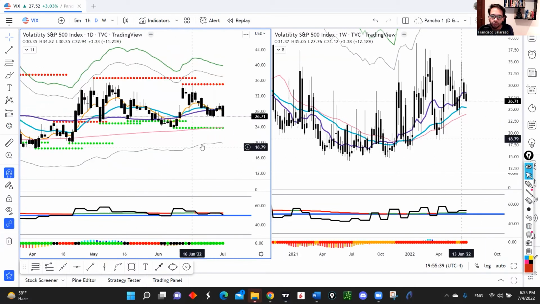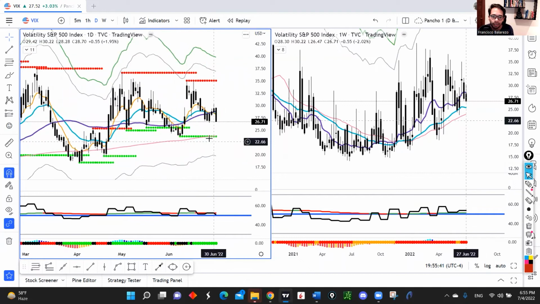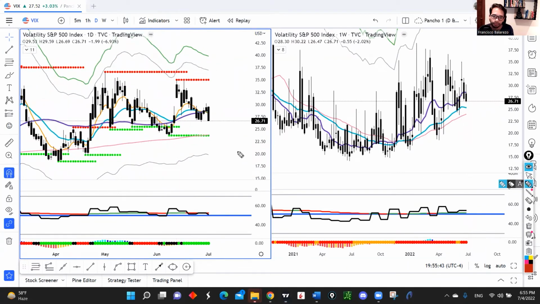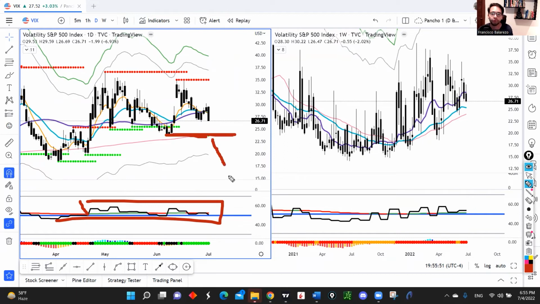I'm trying to see what the VIX is trying to do here. So far, for now, it continues to be pretty neutral. However, if we are able to take out these lows, then perhaps I think that we're going to have a tradable rally in the markets as well.